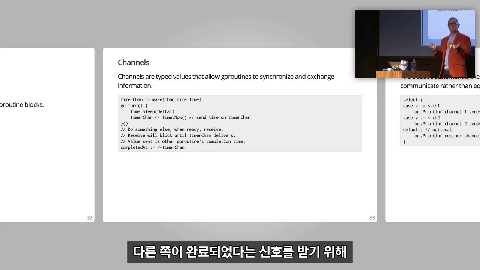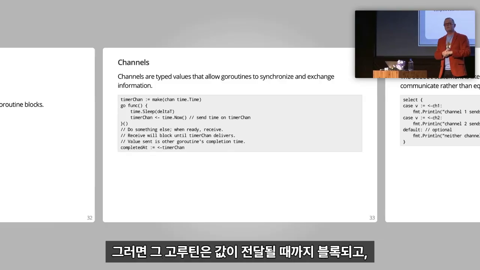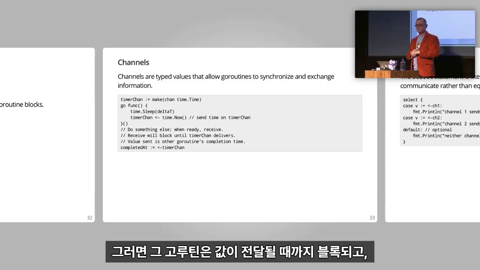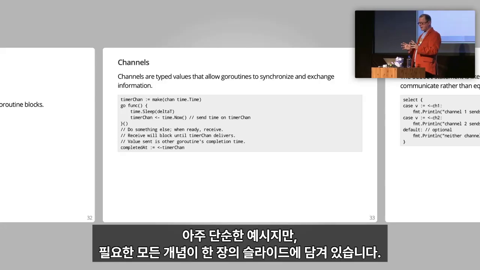And when it's ready to hear that the other guy is completed, it says, I want to receive from the timer channel whatever that value is. And that Go routine will block until there's a value to be delivered. And once it is completed, that will get set to the time at which the other Go routine completed. Trivial example, but everything you need is in that one little slide.